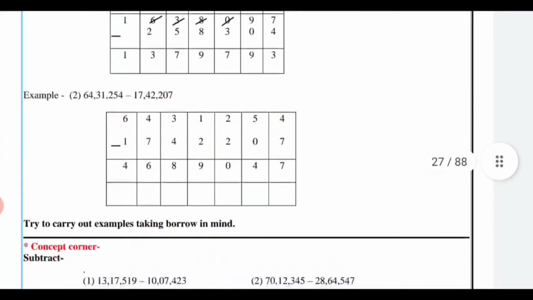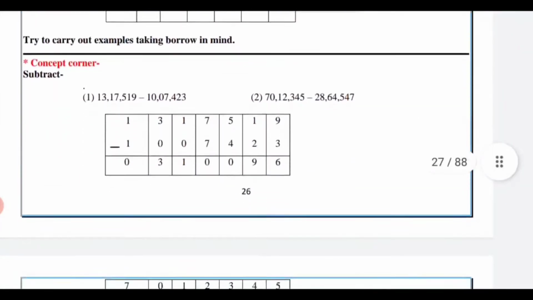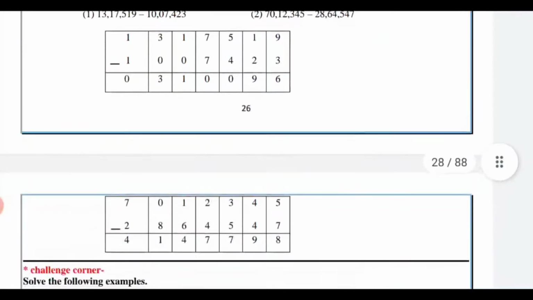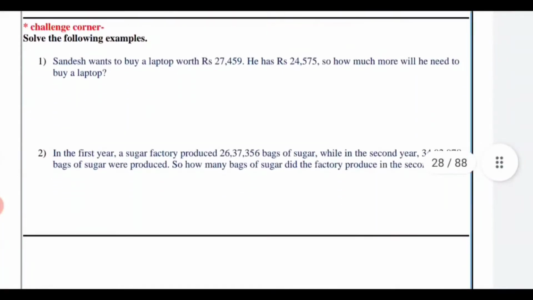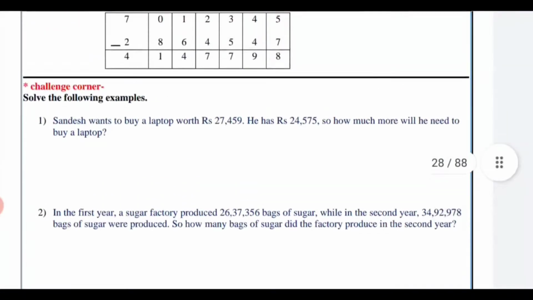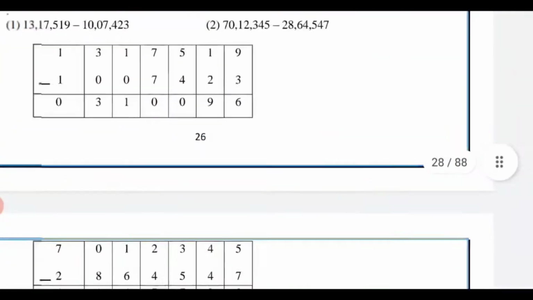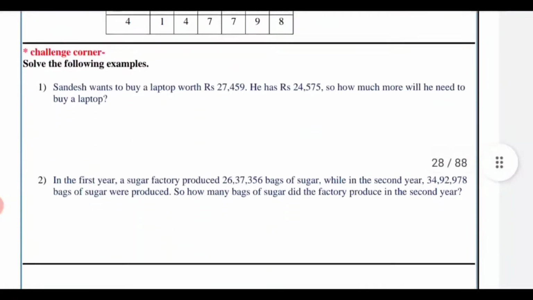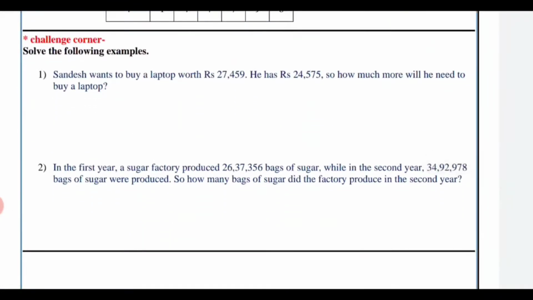Now we will be solving from concept corner this question subtract in our notebook, and challenge corner these two questions in the notebook. So these questions from concept corner, two questions, and two questions from challenge corner we will be solving in the notebook for activity sheet number 12. So let us solve in the notebook.